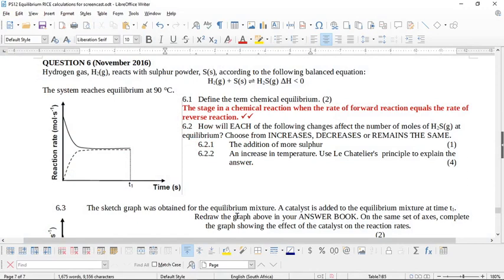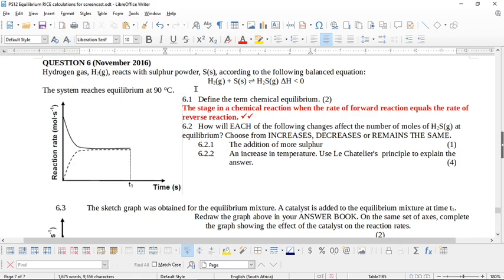Okay, here's question 6, November 2016. Hydrogen gas reacts with sulfur powder, sulfur solid, according to the following balanced equation. Hydrogen gas plus sulfur goes reversibly to hydrogen sulfide gas, delta H is less than 0. The system reaches equilibrium at 90 degrees.